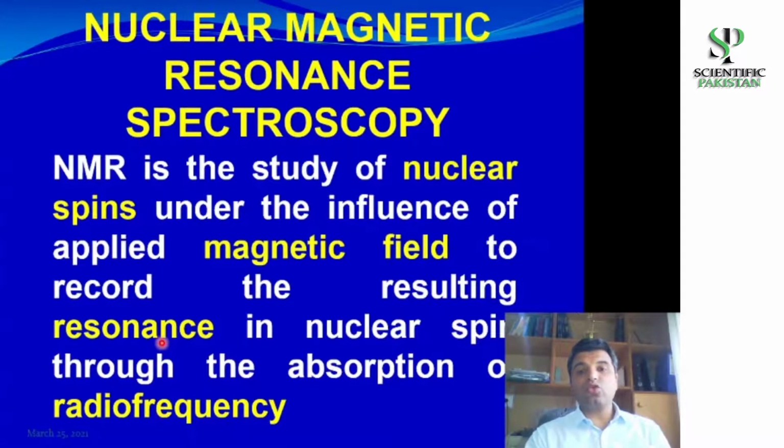So, where are the two frequencies? Of course, one of them is the radio frequency. So, we are providing radio frequency from outside to match with another frequency. Where is the second frequency? That we will discuss in the upcoming session. So, we have three words in the name. Nuclear means the nucleus or the nuclear spin. The study of the behavior of the nuclear spin under the influence of a magnetic field, and later to record the resonance that takes place when we apply or provide radio frequency to these nuclei.